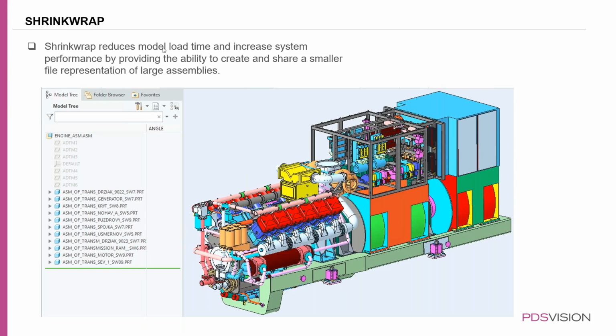If you look in our model tree on the left side, we have this engine assembly, but if you look at those, these are all individual parts. These parts are representations of the assembly. So this is an assembly of the transmission, and you can see what this is saying is SW simply refers to shrink wrap.